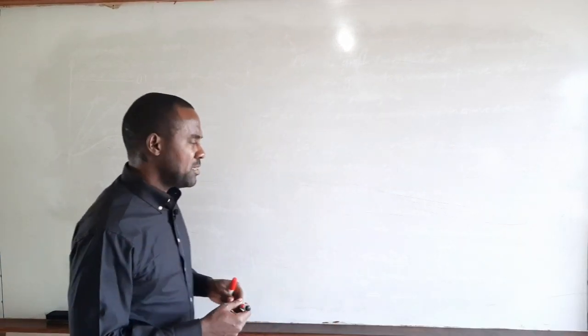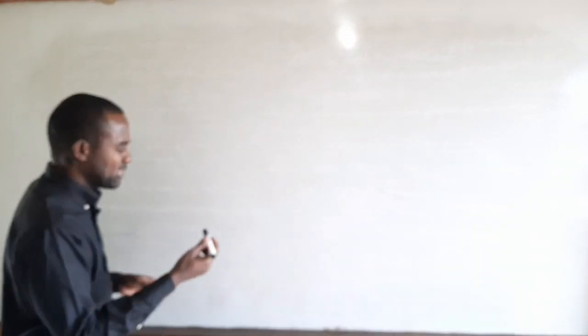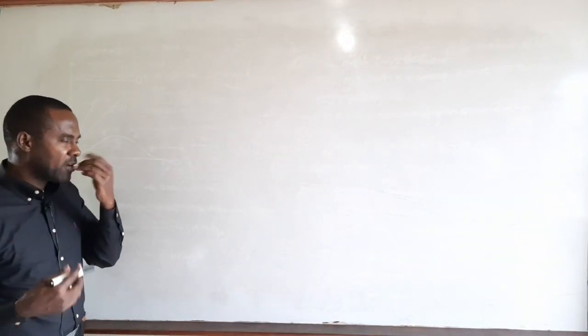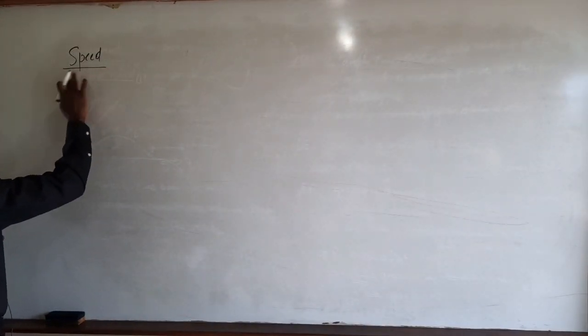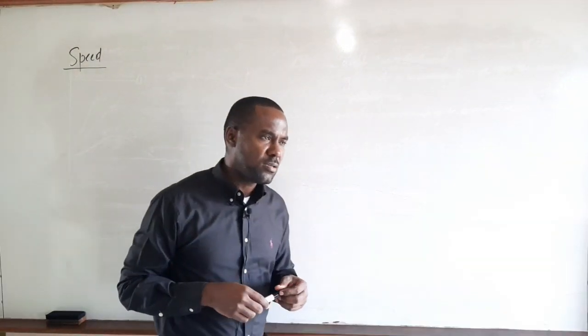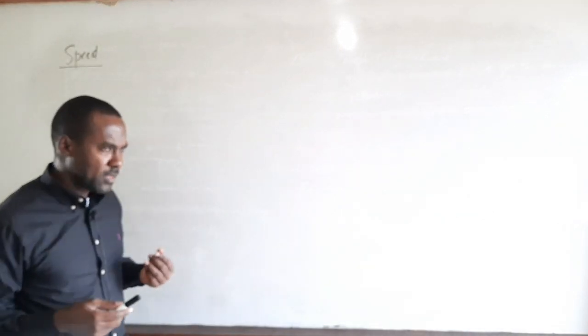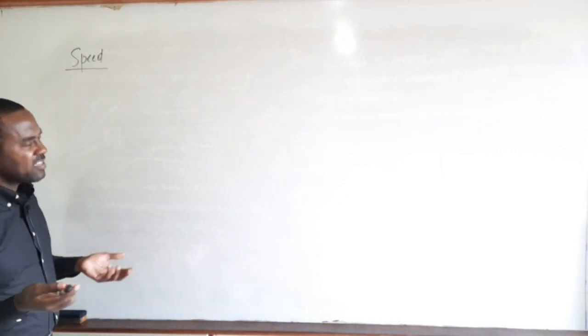So let's talk about speed. Now, we would have met speed in previous videos, so there's no need to spend a lot of time on speed. So we'll briefly define speed, state its units and the symbols, and how to calculate speed. All right? So let's talk about speed. When the term speed is mentioned, what basically comes to mind is how fast something is moving, right? But of course, the definition of speed is more scientific.